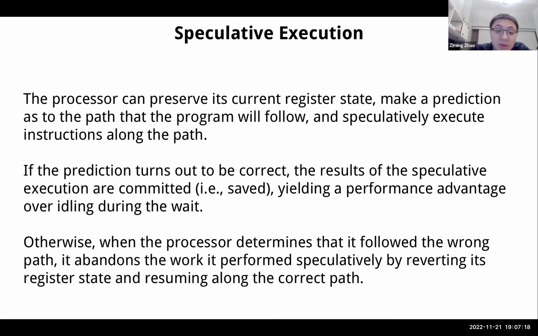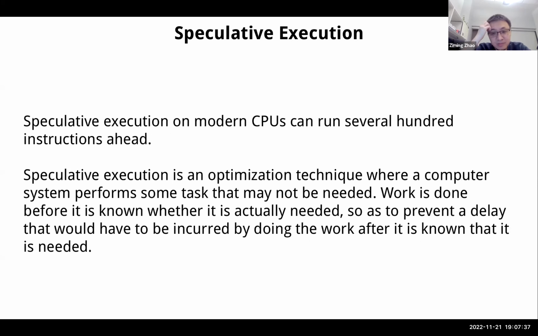However, the prediction may be wrong. When the prediction is wrong, the CPU should abandon the work it performed speculatively by reverting its register state and resuming from the correct path, right? That's how the CPU works. Experiments on modern CPUs find that speculative execution can run several hundred instructions ahead. So we're not talking about several instructions, but several hundred instructions. You can imagine that will make your CPU much faster. This is a very, very useful optimization.